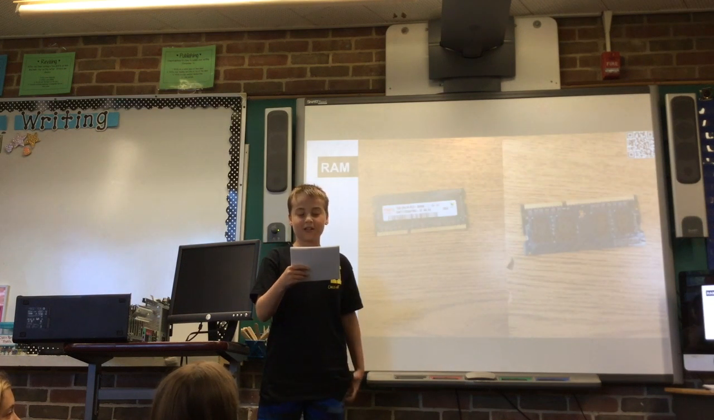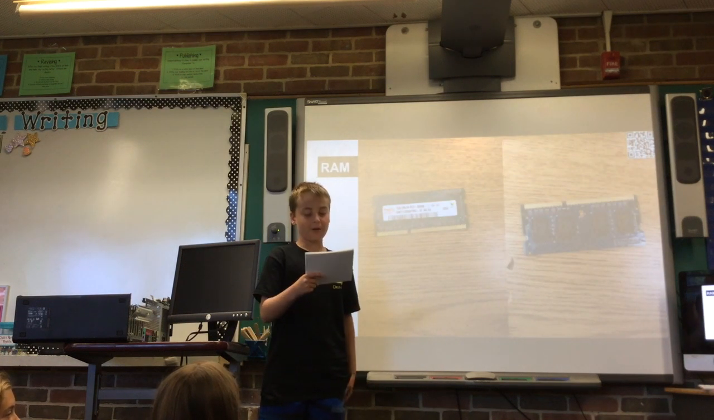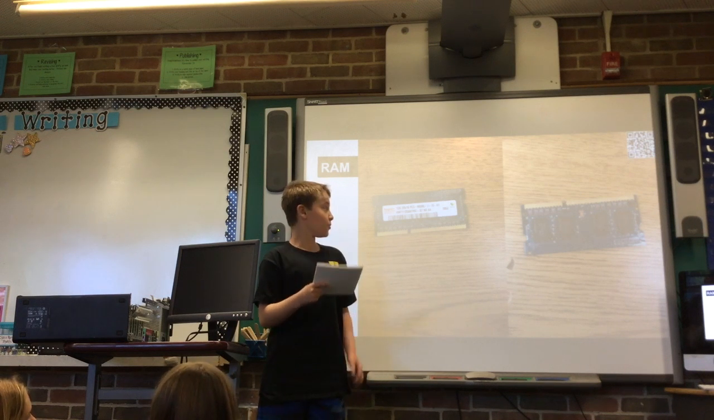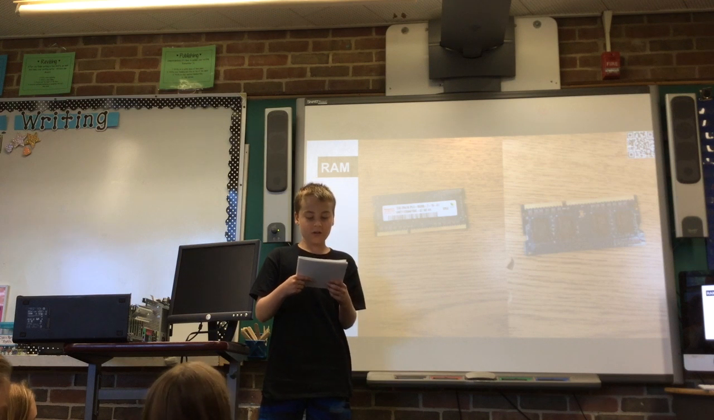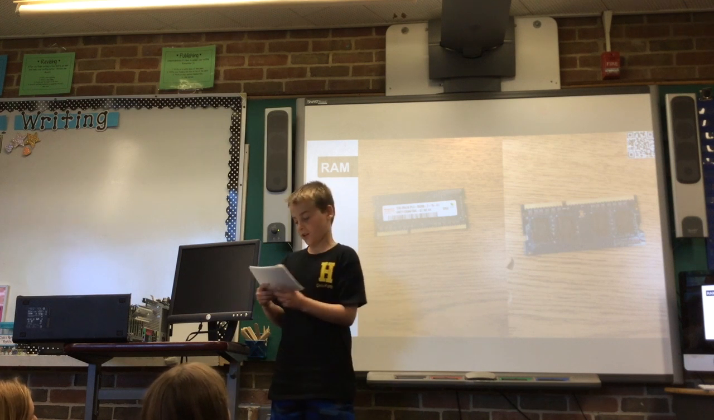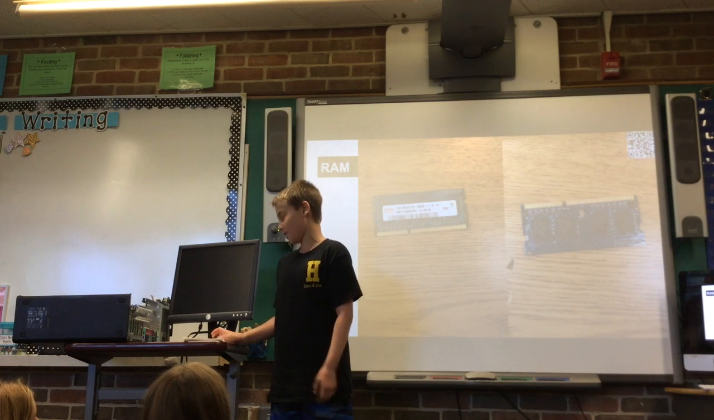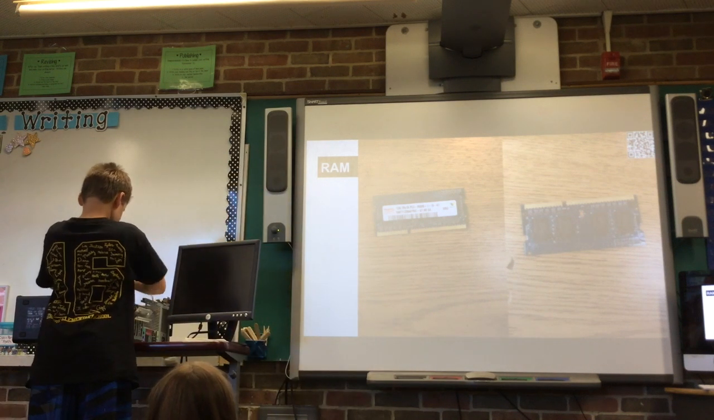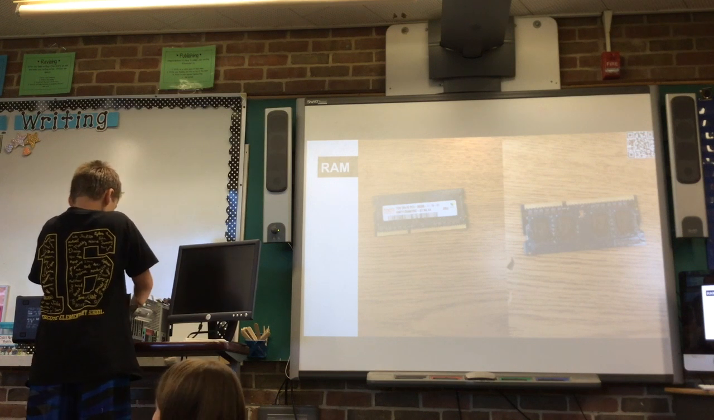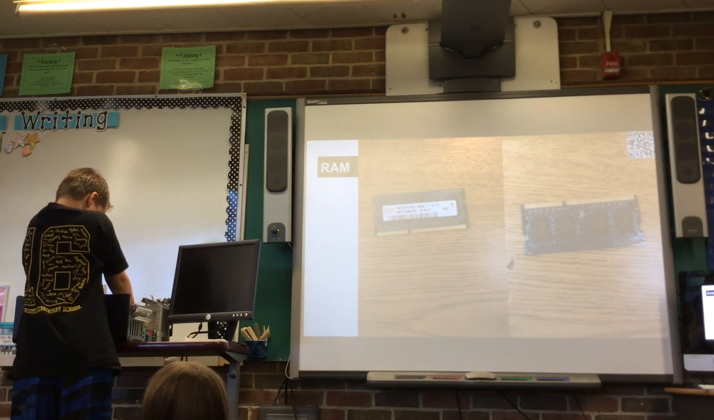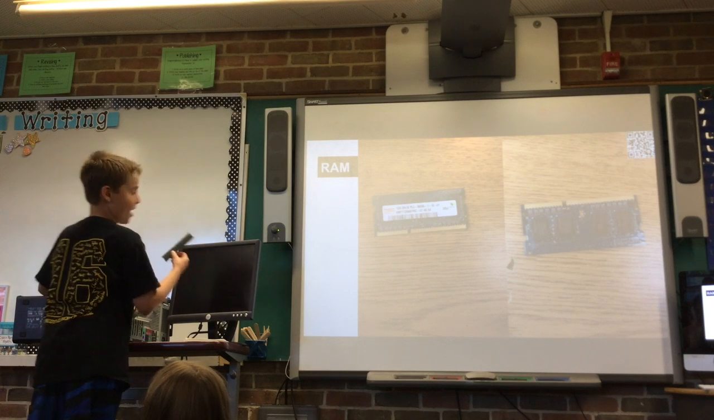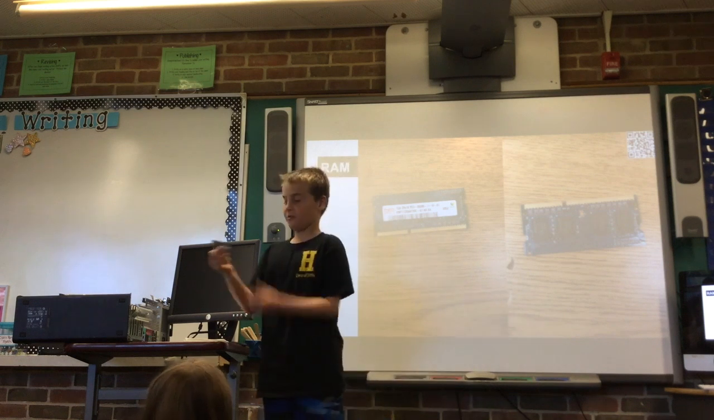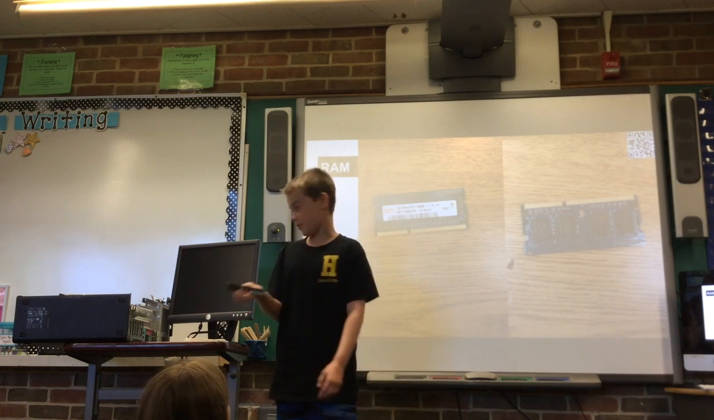RAM stands for Random Access Memory. It is short-term memory that remembers the programs you're running, open files, and what's on your screen. When the computer is turned off, the memory is wiped out. This is why it is important to constantly save your data. The more memory your computer has, the faster it responds. This is RAM. And you can't touch the gold pins because they're so delicate.